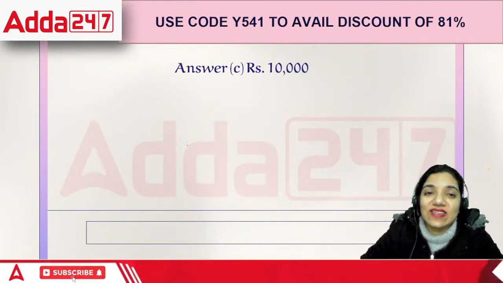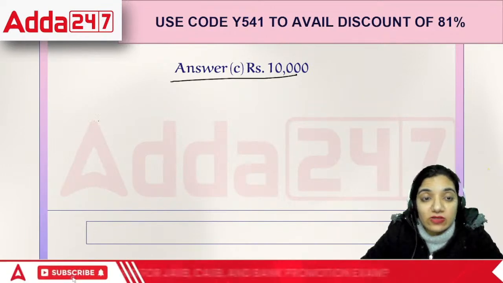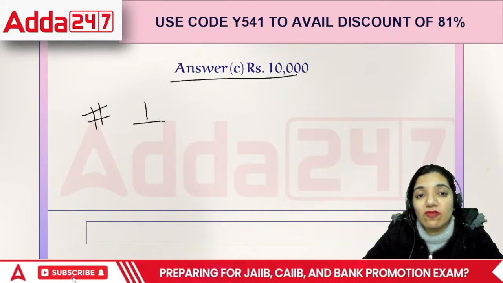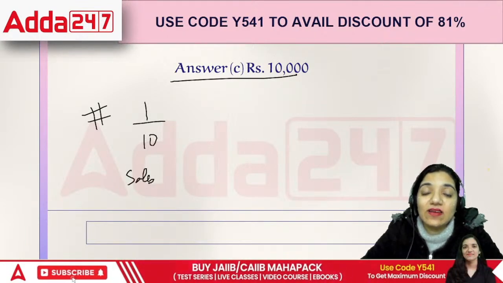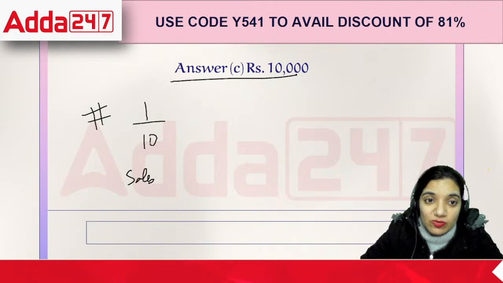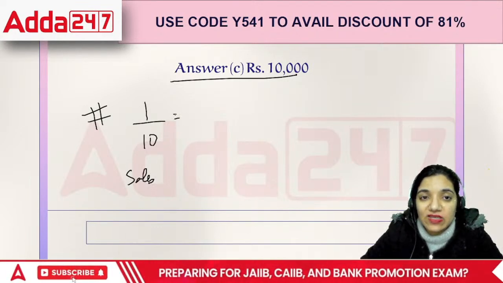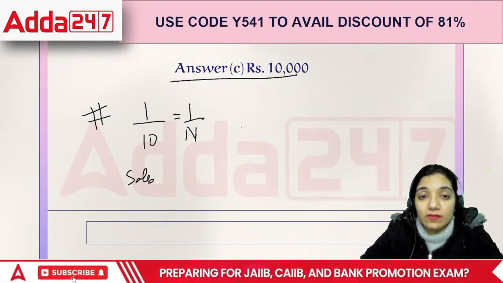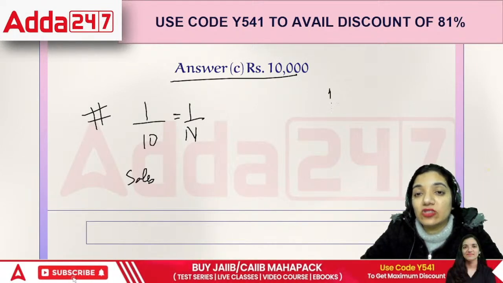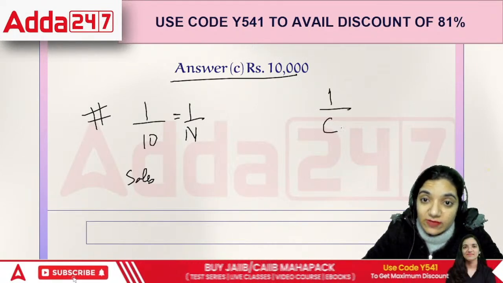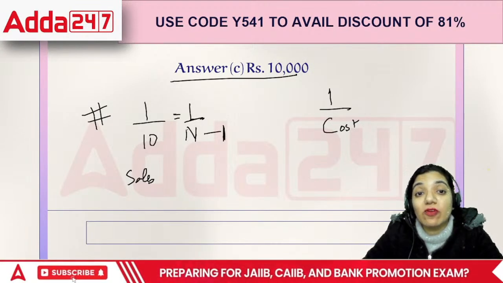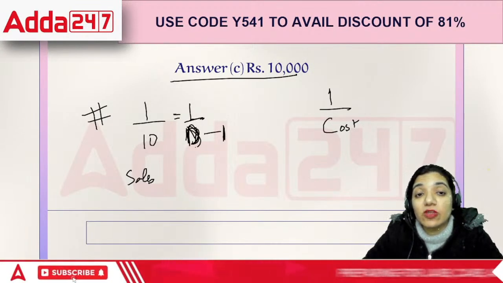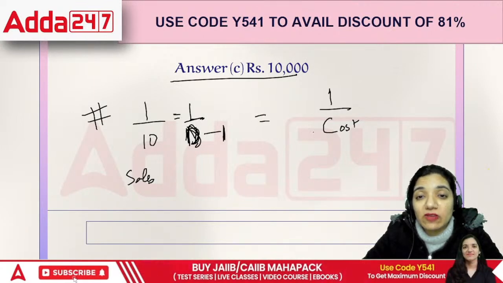The correct answer is 10,000. So the crux of the story is, if you have 1 by 10 as your sales fraction, then whatever the fraction on sales would be, say 1 by n, and you would like to reach the fraction on cost, what will you do? You will reduce 1 only from the denominator, not from the numerator, just from the denominator. It will give you the cost fraction.